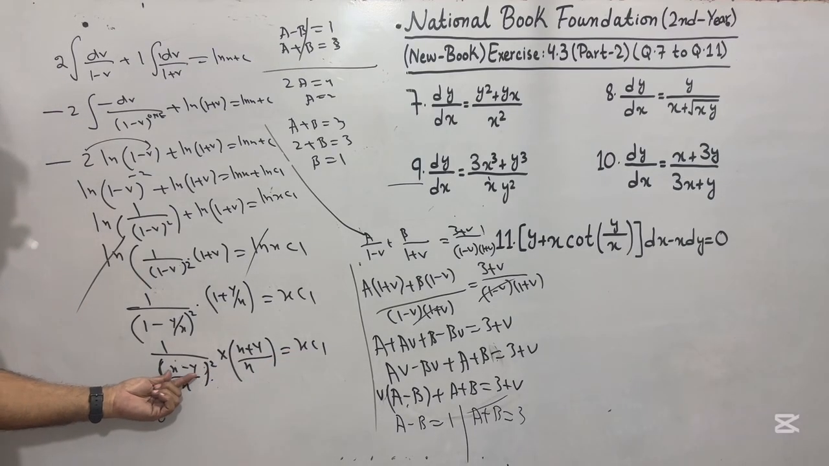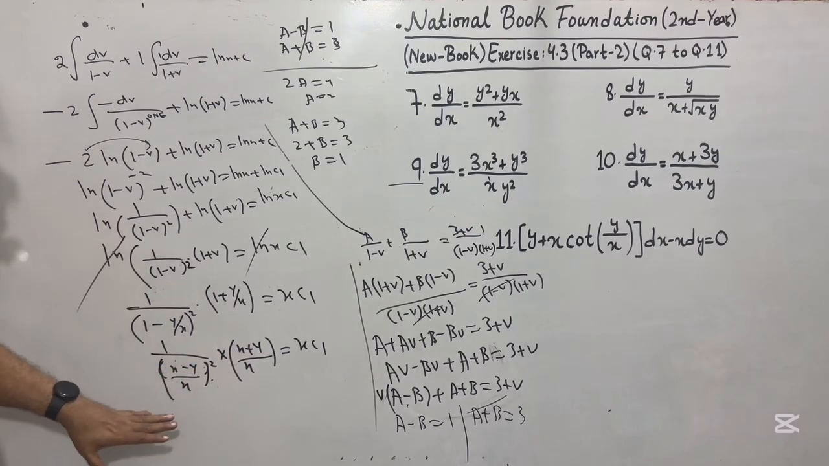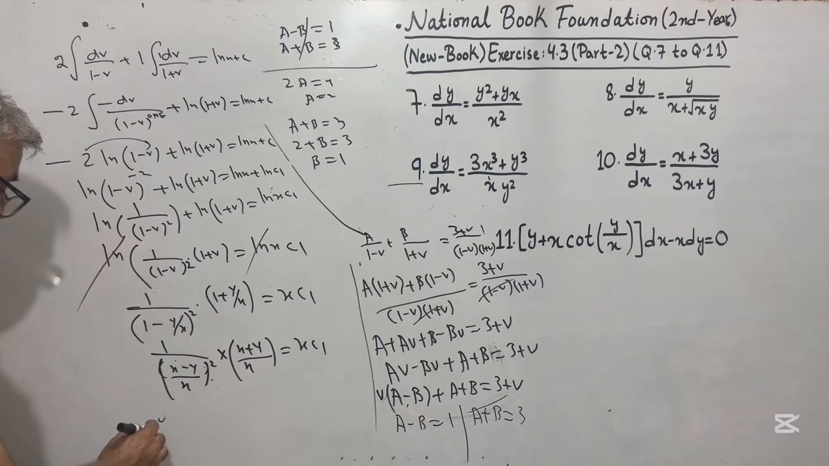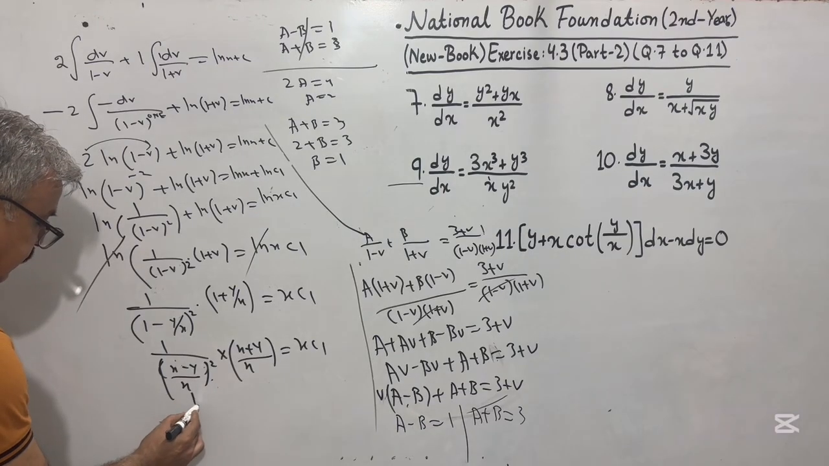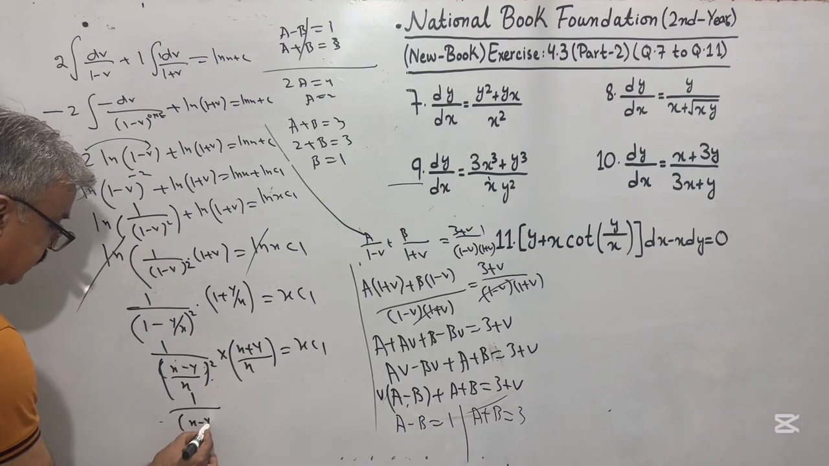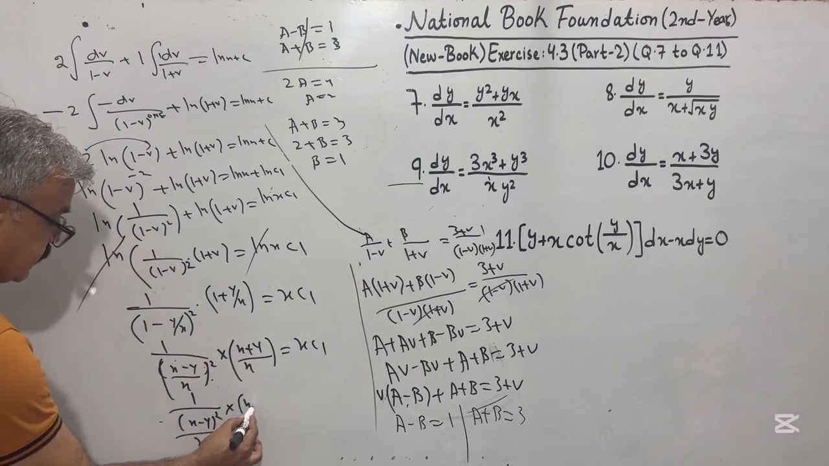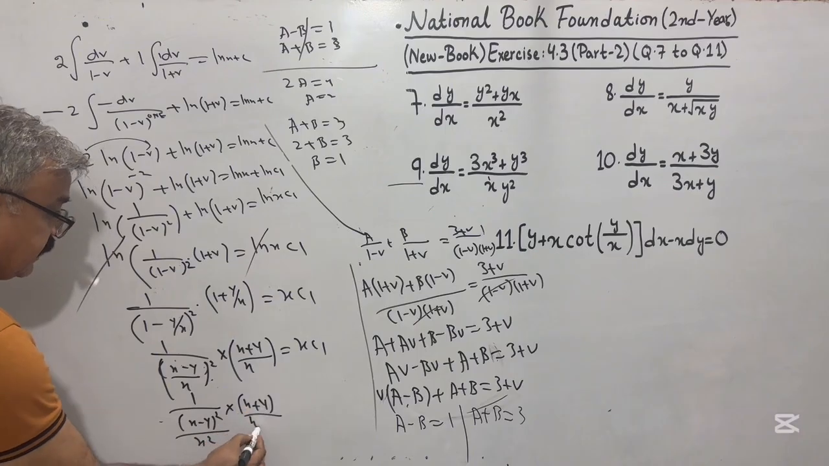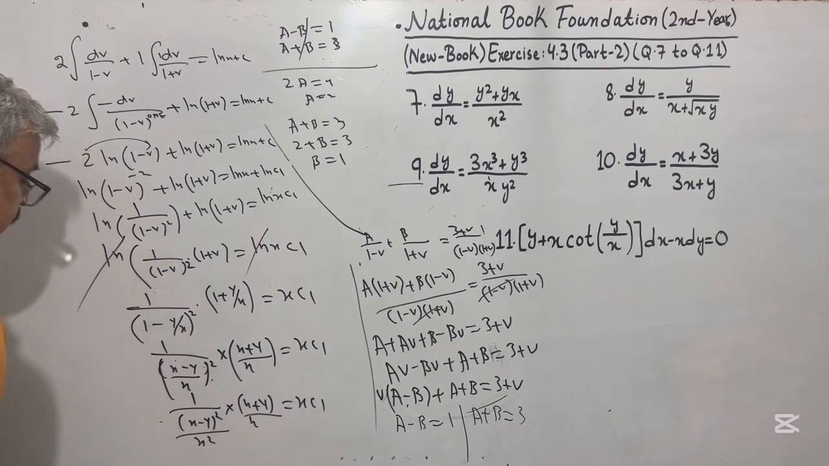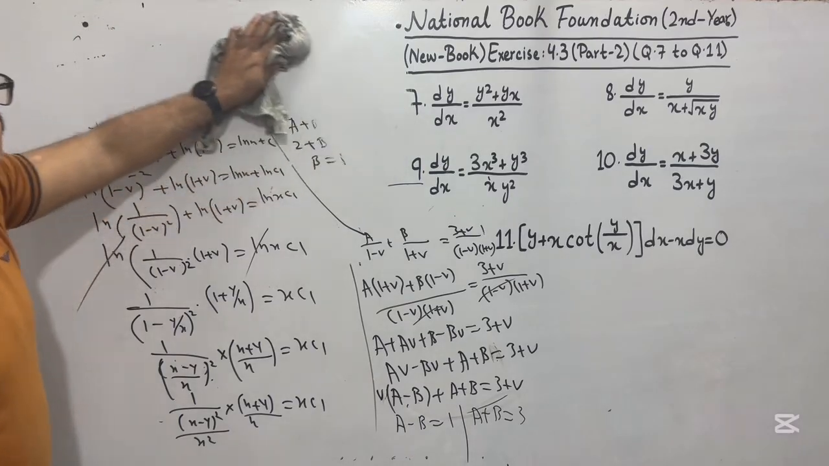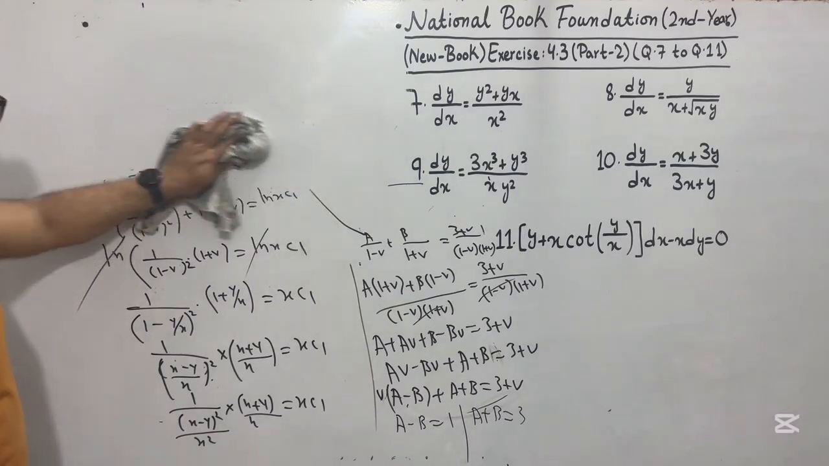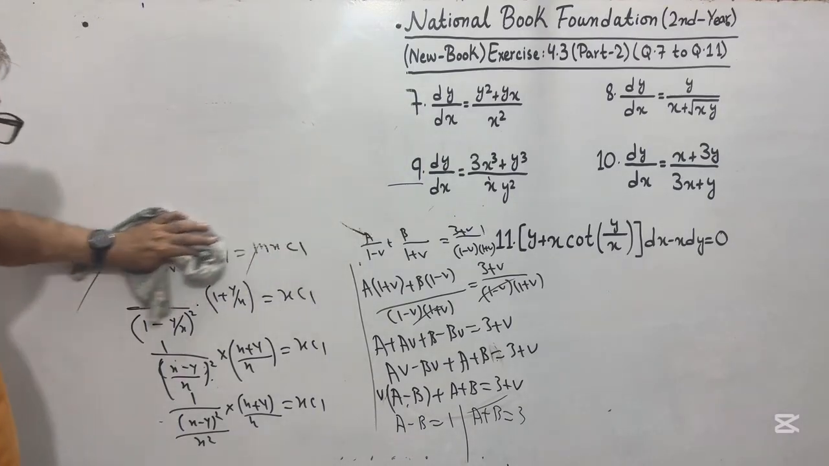Distribute this square to numerator as well as denominator. Shifting this. Okay, I am writing one step more for you. 1 minus, x minus y whole square divided by x square, times x plus y divided by x, we are going to have x c1. Okay, I require some more steps to be written down. For them I need space. I am making room for them.